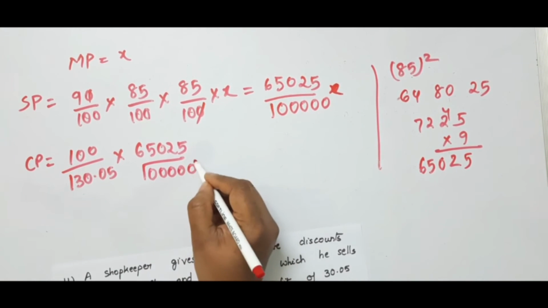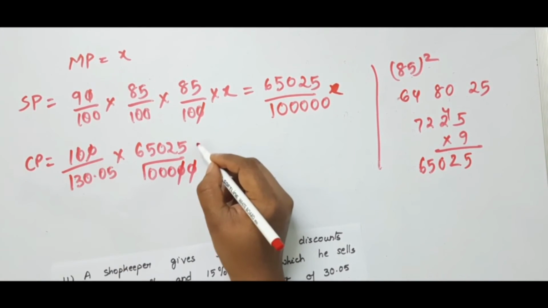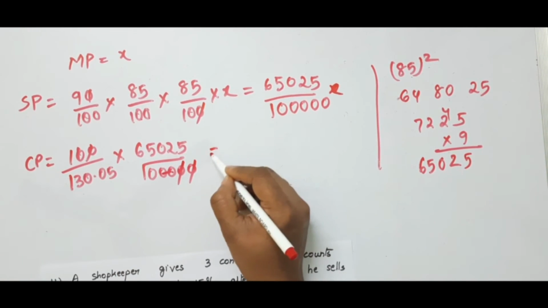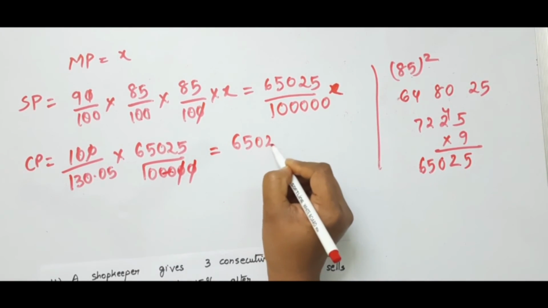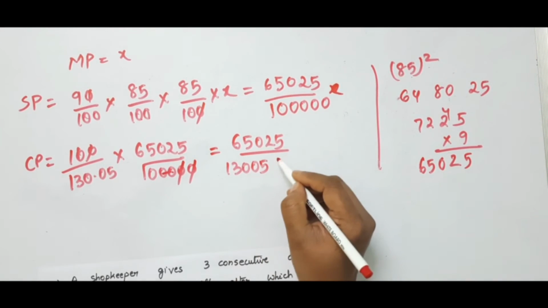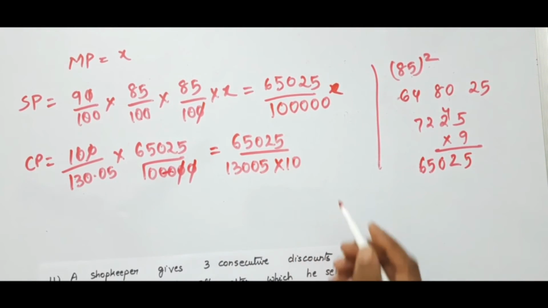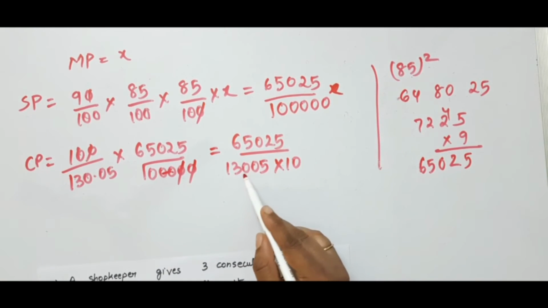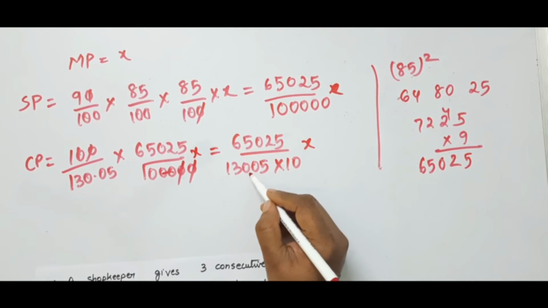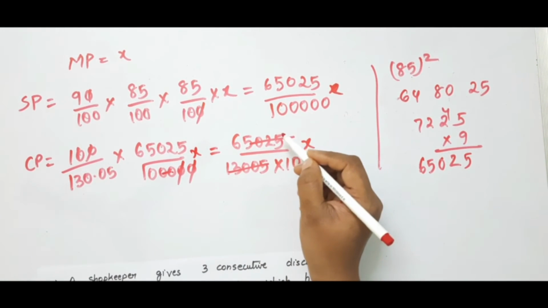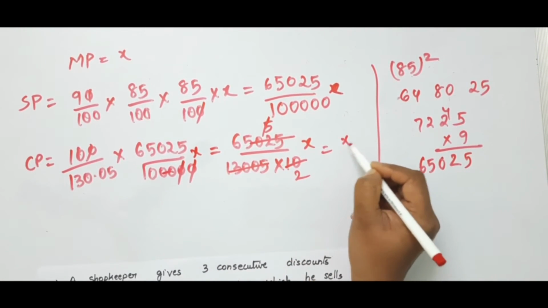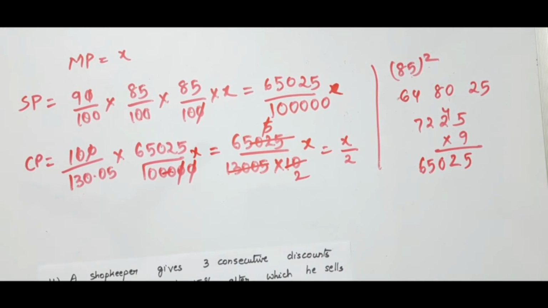So these two zeros cancel, and one more two zeros will also cancel because after the point there are two digits. So you are left with 65025 by 13005 into 10. Is it not? Now if you observe, this goes 5 into X is there. So into X and this goes 5. Now this goes 5 twos. So this is equal to X by 2. We got X by 2, cost price as X by 2.